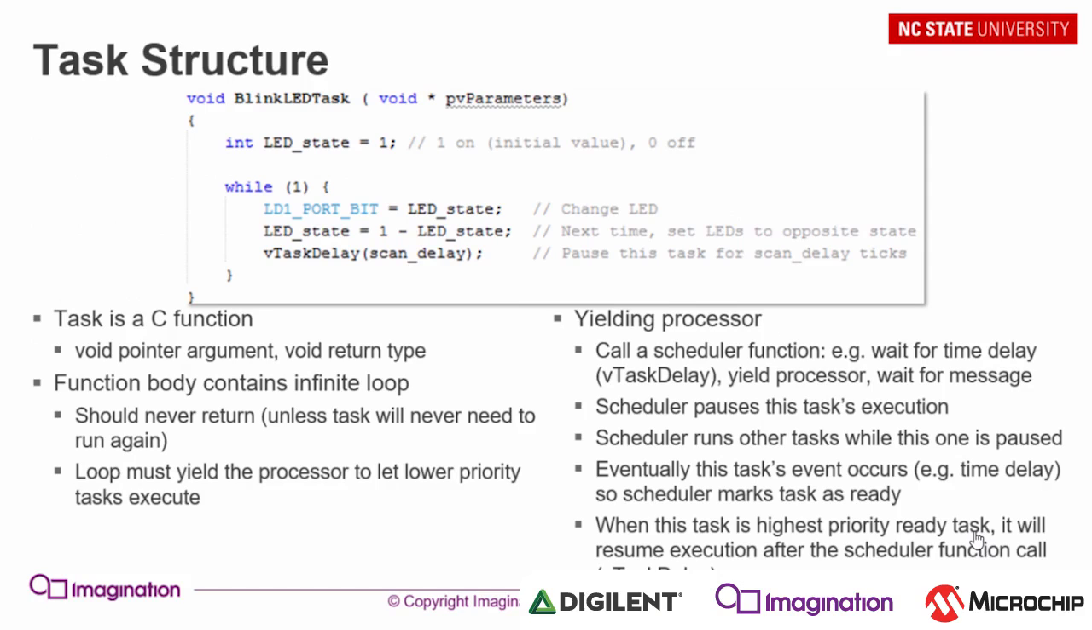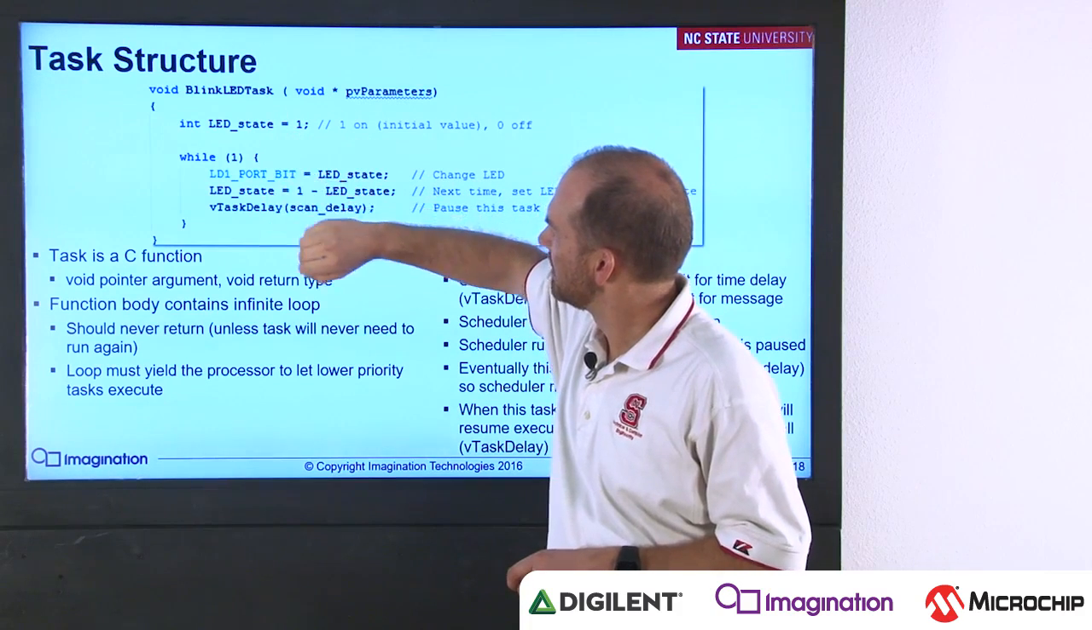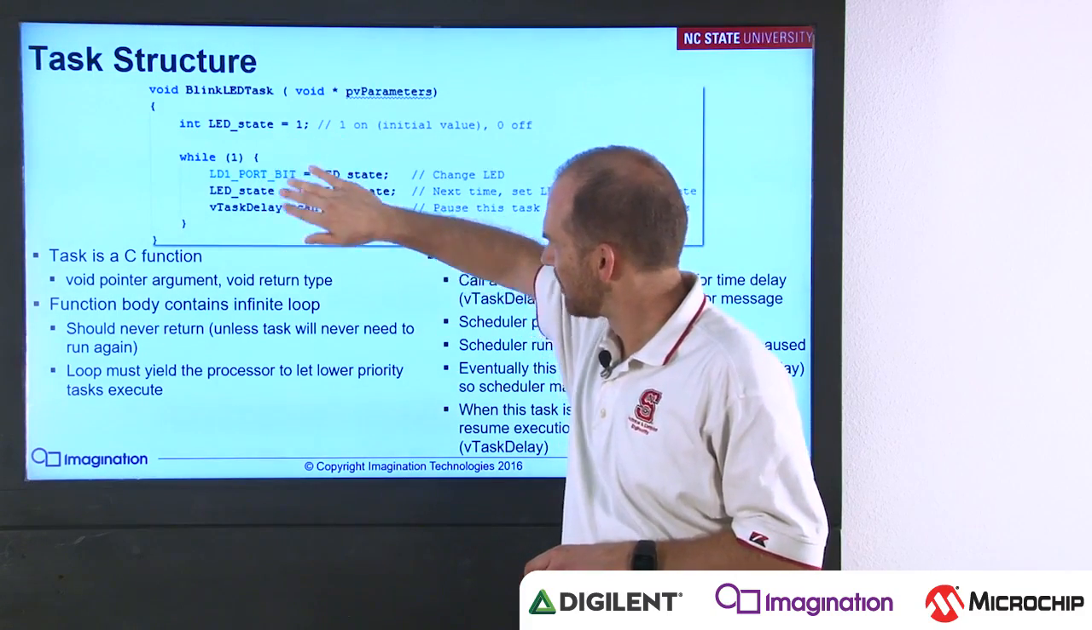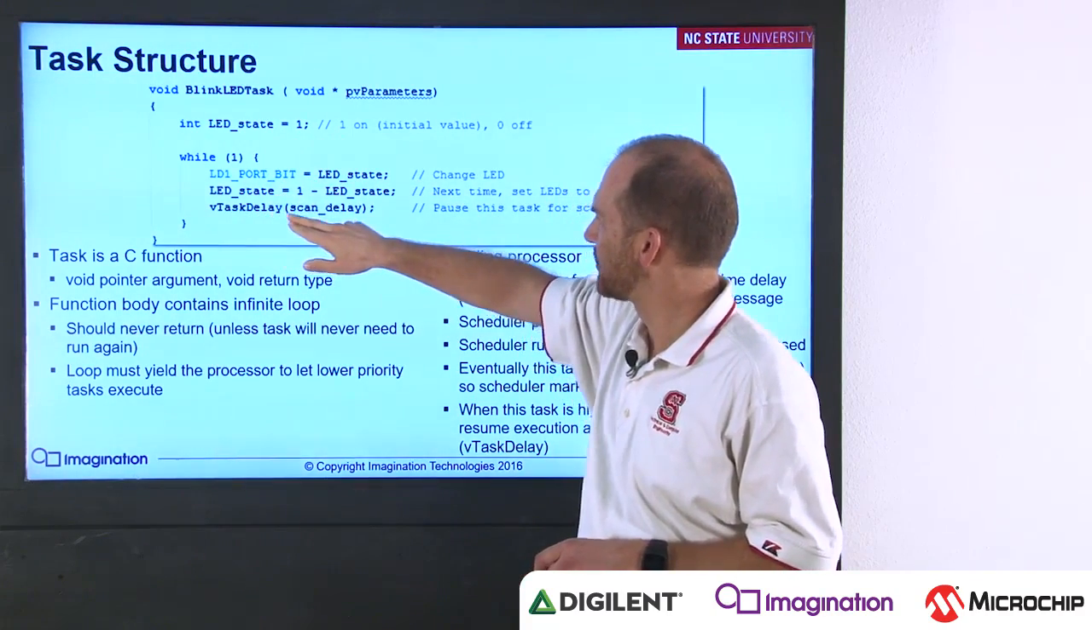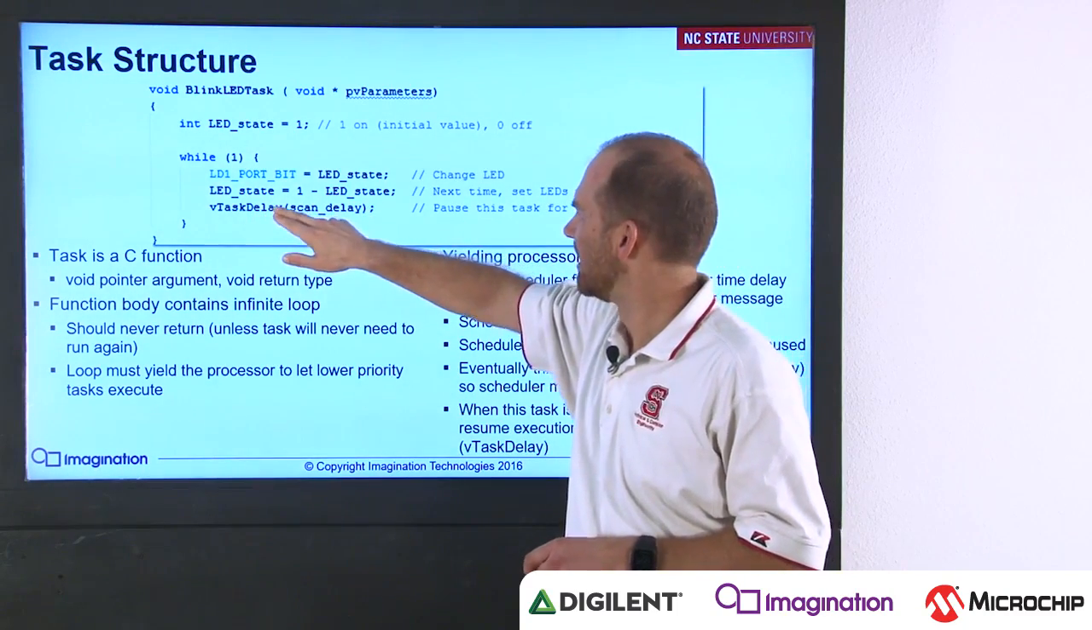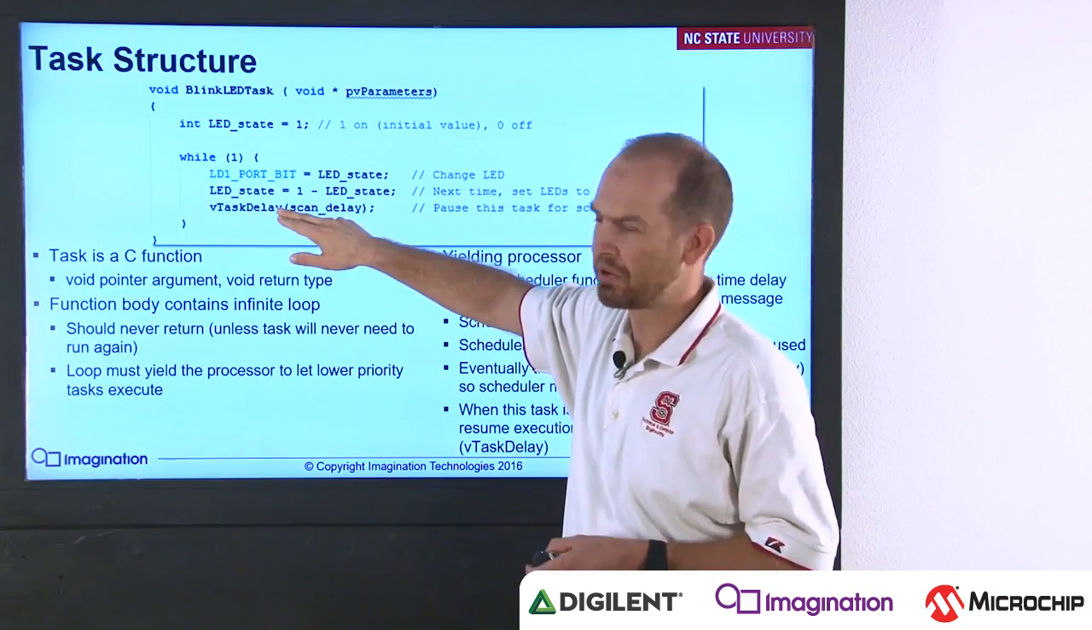So in FreeRTOS, a task consists of a root function, and within that root function, we have an infinite loop, which runs indefinitely, and it has some kind of call to the operating system that will block to allow other lower priority tasks to run.